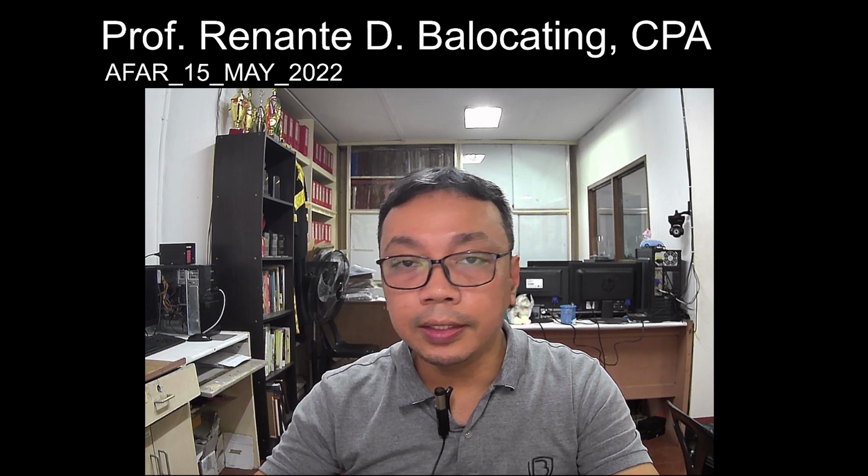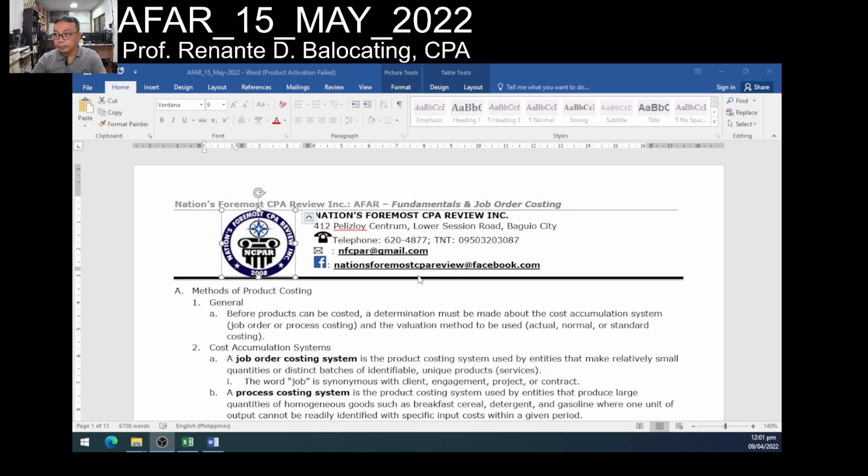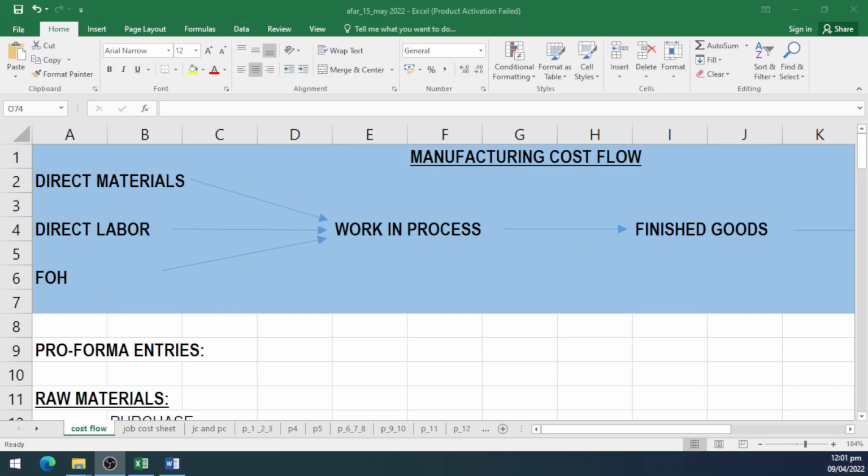Okay, so we now proceed, ladies and gentlemen. Ang unahin natin, ladies and gentlemen, ay etong manufacturing cost flow or conventional or traditional manufacturing cost flow. How are the three elements of manufacturing cost accumulated in the system?